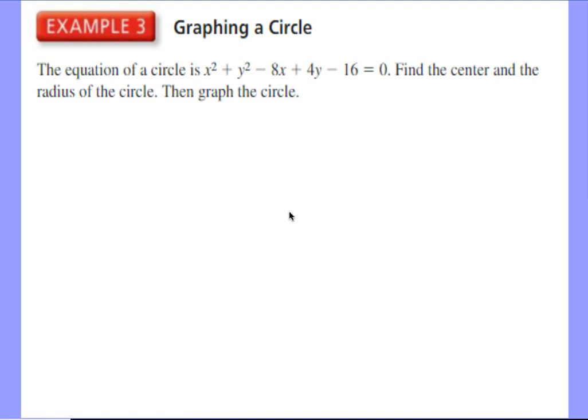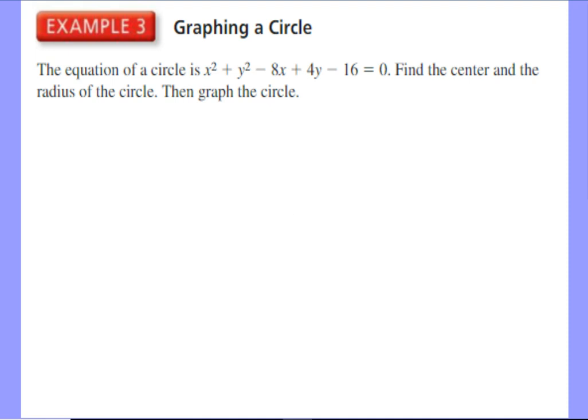All right, ladies and gentlemen, in this video, we are going to focus on our success criteria of finding the standard equation of a circle by completing the square. I hope that phrase is not unique to us, because if you have taken Algebra 1 or Algebra 2, you definitely have had experience with completing the square.